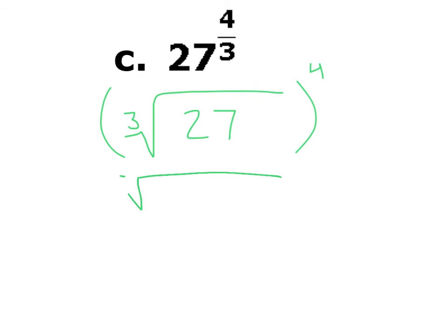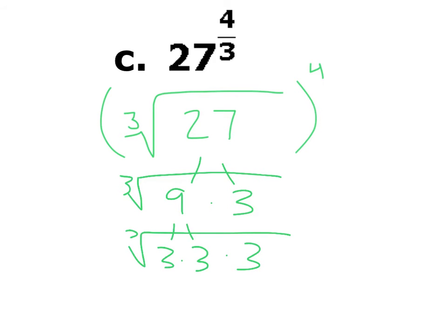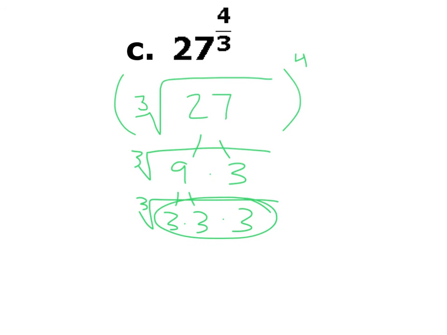So 27 breaks down into 9 and 3. And 9 breaks down into 3 and 3. So how many numbers are we circling here? 3. So what's our answer for the inside part? 3. And then we need to do 3 to the 4th power.